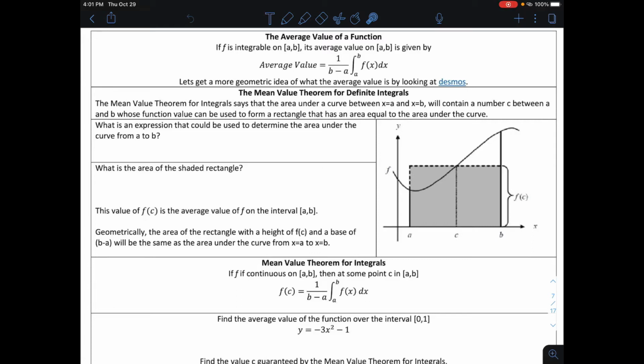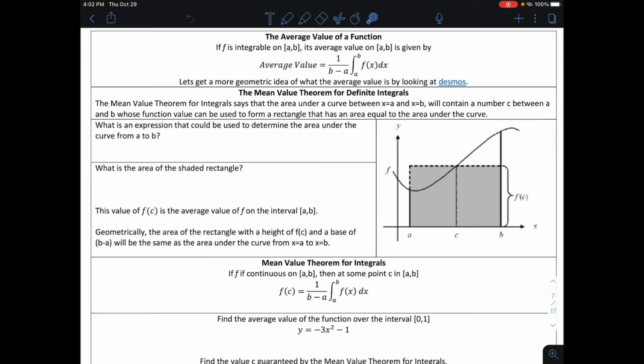Here in this video, we're going to look at how to find the average value of a function over an interval. If we have a function that is integrable on a closed interval from a to b, we can determine the average value of that function.